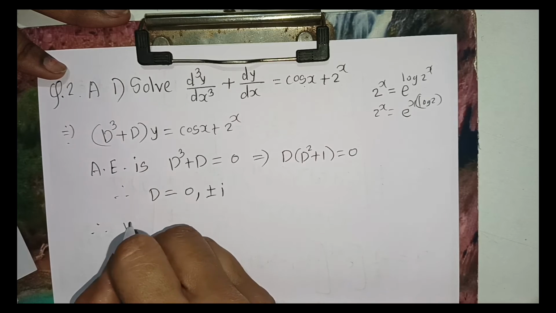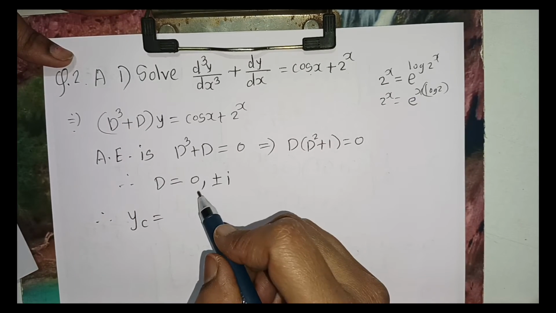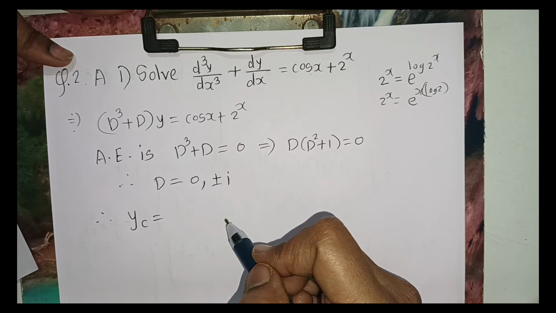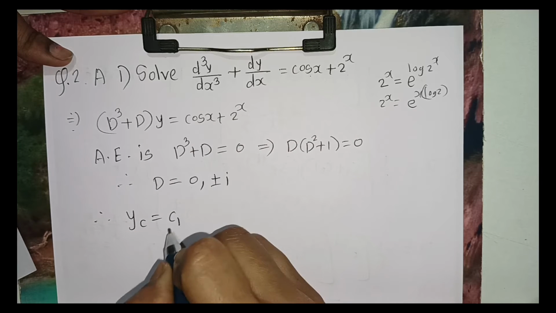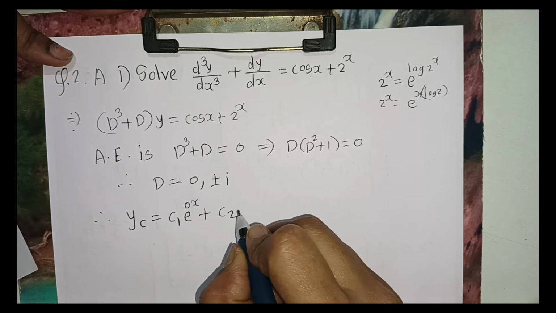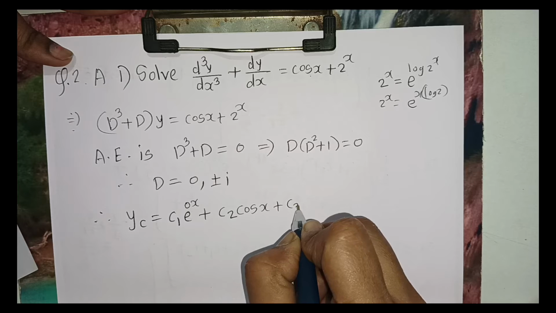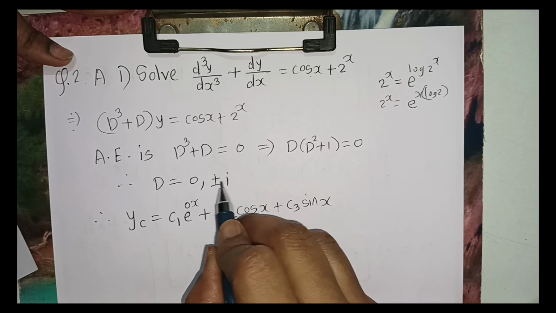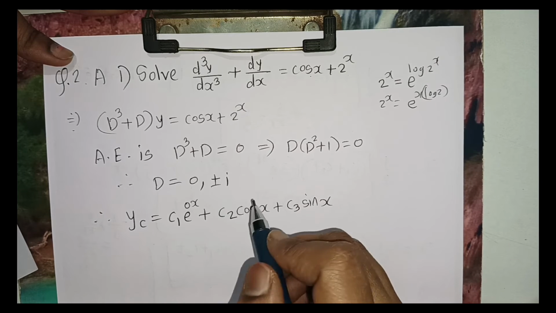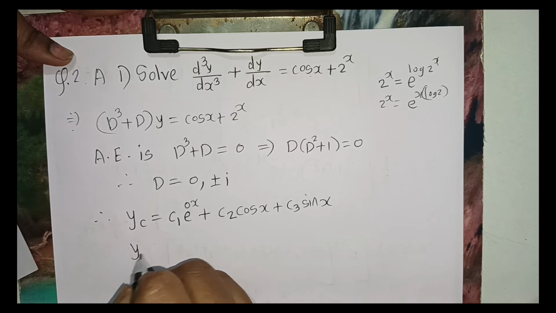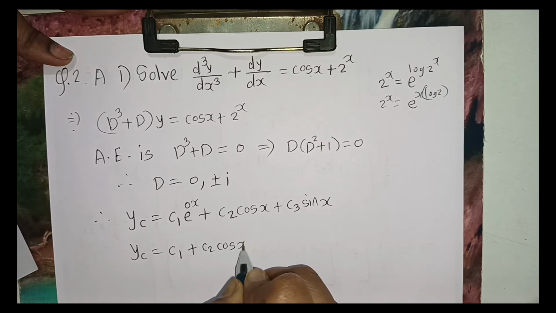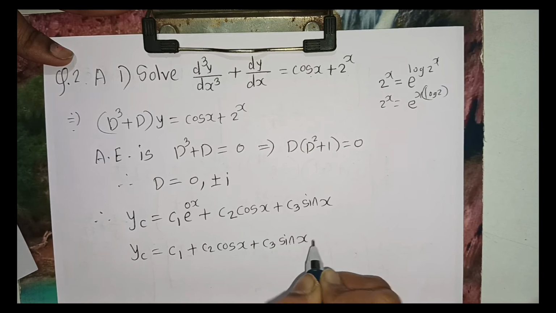Hence yc is equal to, now as you have three roots, you will have three arbitrary constants in yc. That is c1, one root is real, so for that real root c1 e raised to 0x, plus c2 cos of x plus c3 sin of x. Since the real part of this complex root is 0, you don't have an exponential term in that solution. So yc is equal to c1 plus c2 cos x plus c3 sin x. This is your yc.